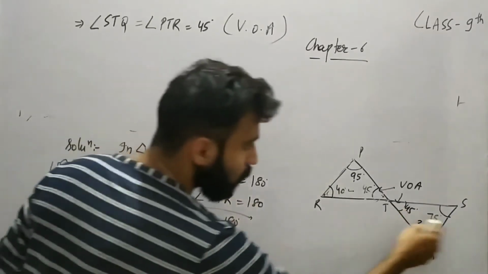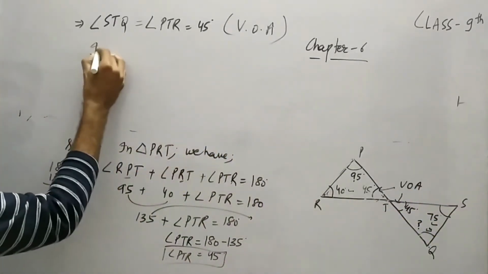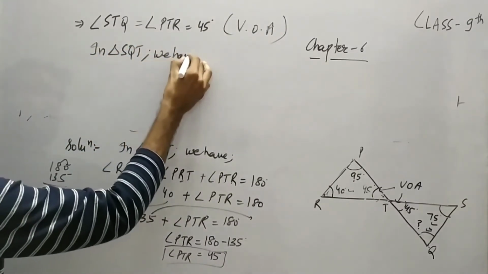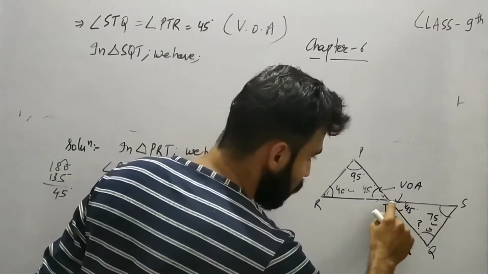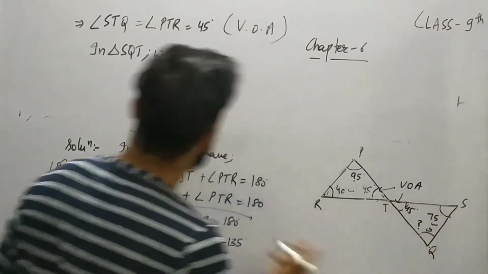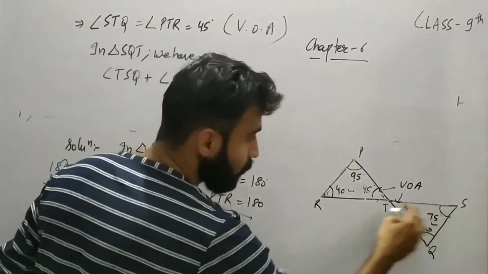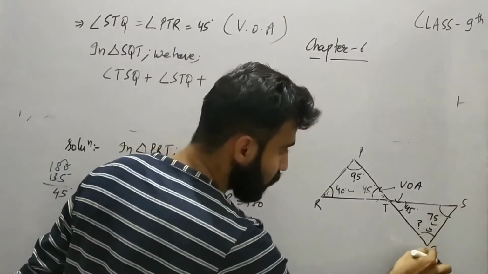Now we know this angle. So coming on to this triangle, that is SQT, let me write that in triangle SQT we have, let me add all the three angles. Let me name them. The first one is TSQ, then adding STQ, and the last one which we have to find, that is SQT, right?